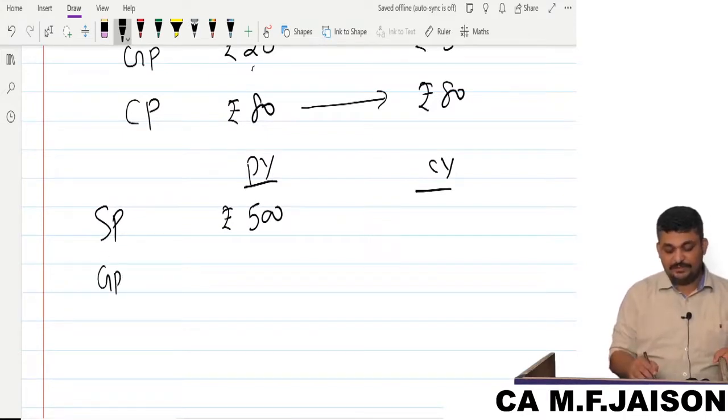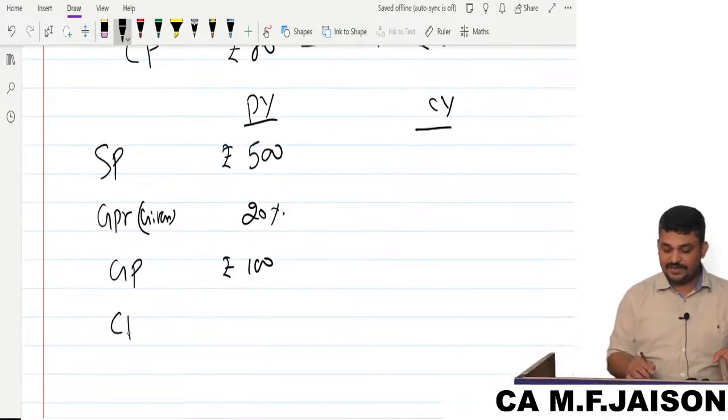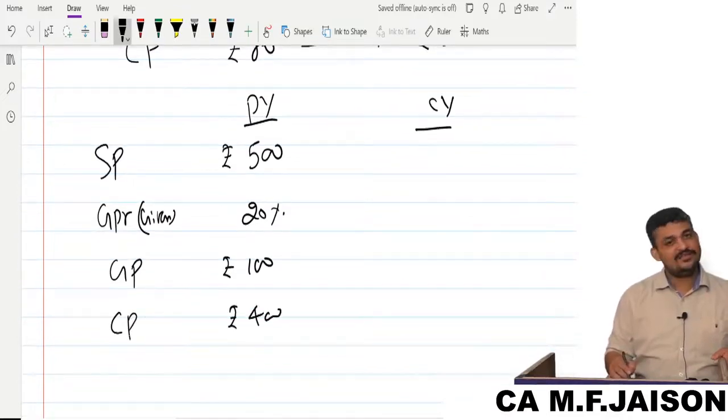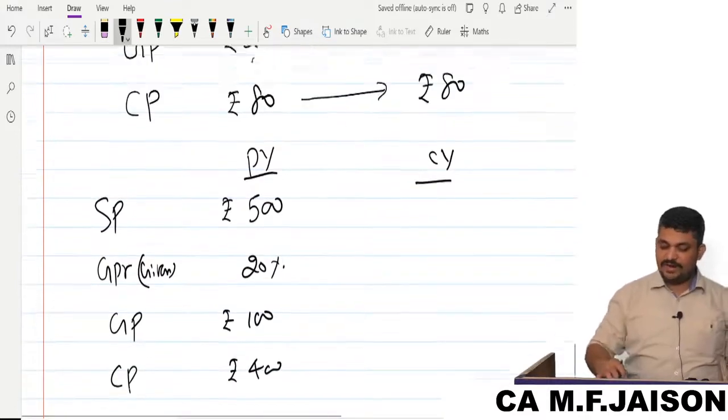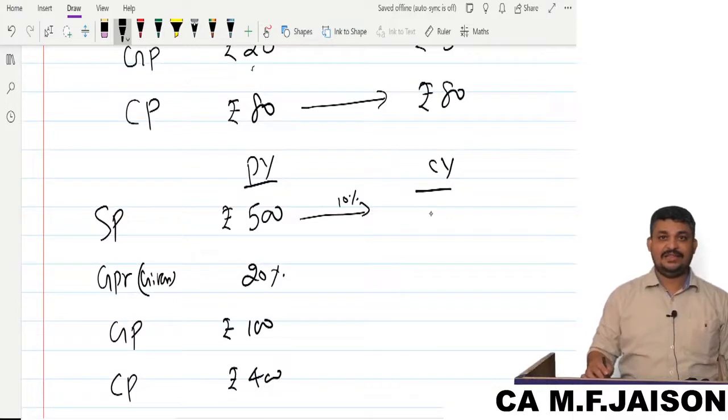What is GPR? Given or not given? Given. How much is that? 20%. What is the gross profit? 500 into 20%, rupees 100. What is the cost price? Cost price is 400. So current year, what happened? The price is increased by 10%. It doesn't mean 510. This is what I told you.